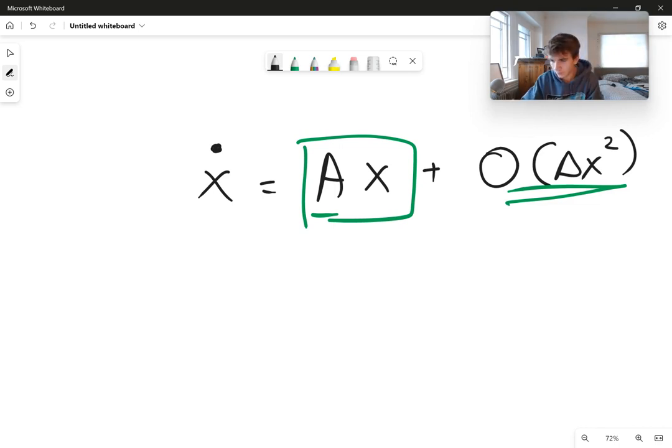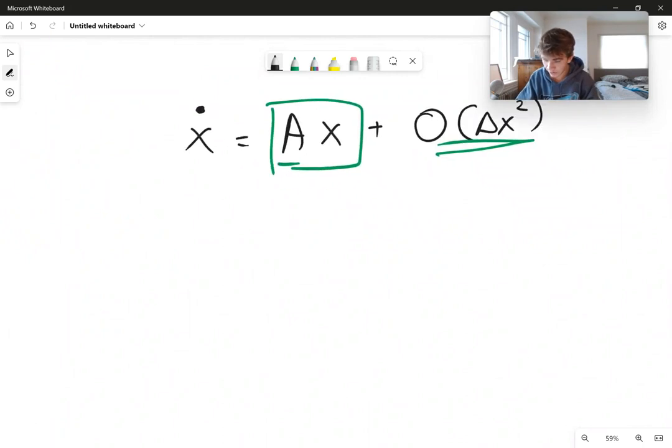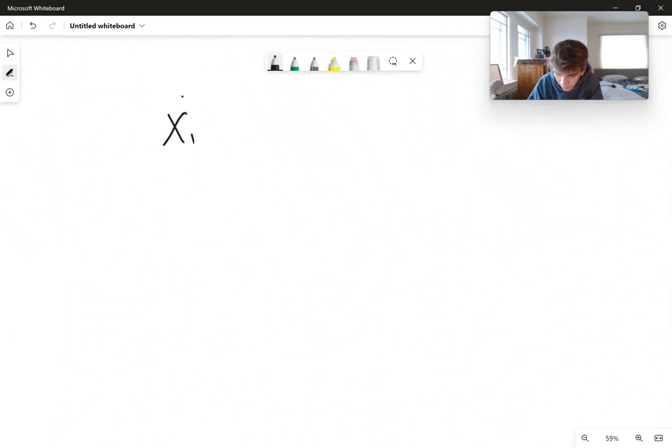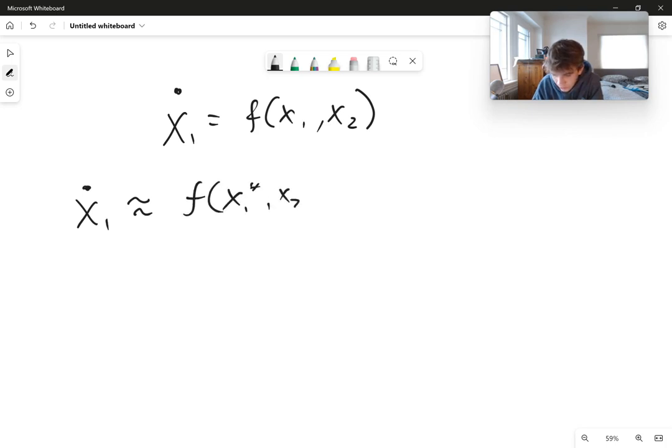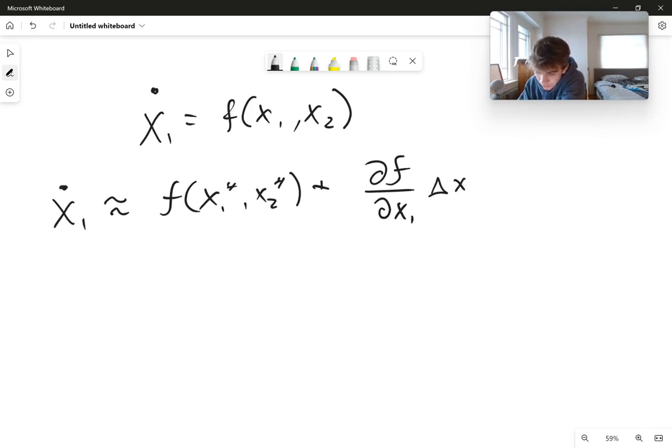All right, so let's go ahead and actually do the Taylor expansion. Okay. So I'm going to have that x1 dot about the fixed point is going to be equal to, remember that we have x1 dot is f of x1, x2. And so x1 dot is approximately f of x1 star, x2 star, plus, and let's say x1 and x2 is a slight perturbation from the fixed point x1 star, x2 star. Then we're going to have partial f over partial x1 times delta x1 plus partial f over partial x2 times delta x2. Okay. And then we're going to have higher order terms, so order of delta x squared.